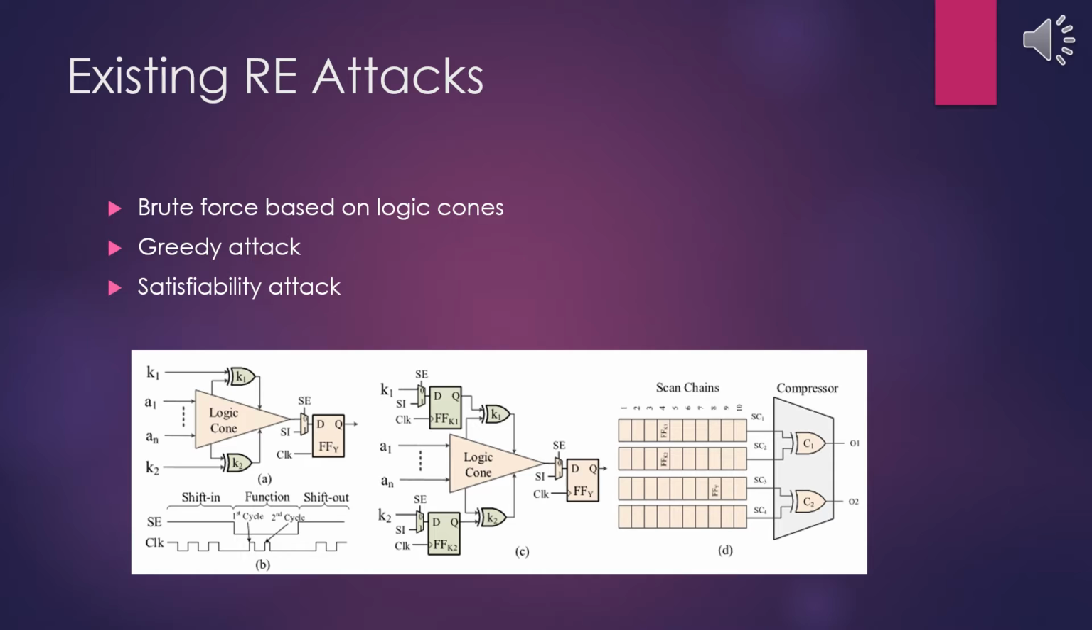A satisfiability attack attempts to satisfy output conditions given a specific key. The diagram shows 2 obfuscation approaches, A and C, a timing diagram for manufacturing tests, B, and the scan chain attack in D.